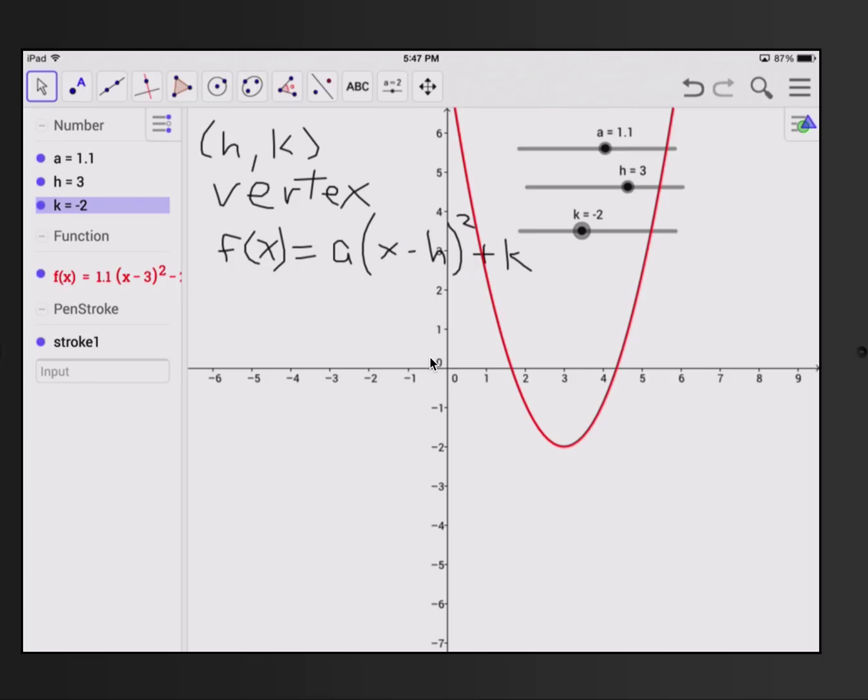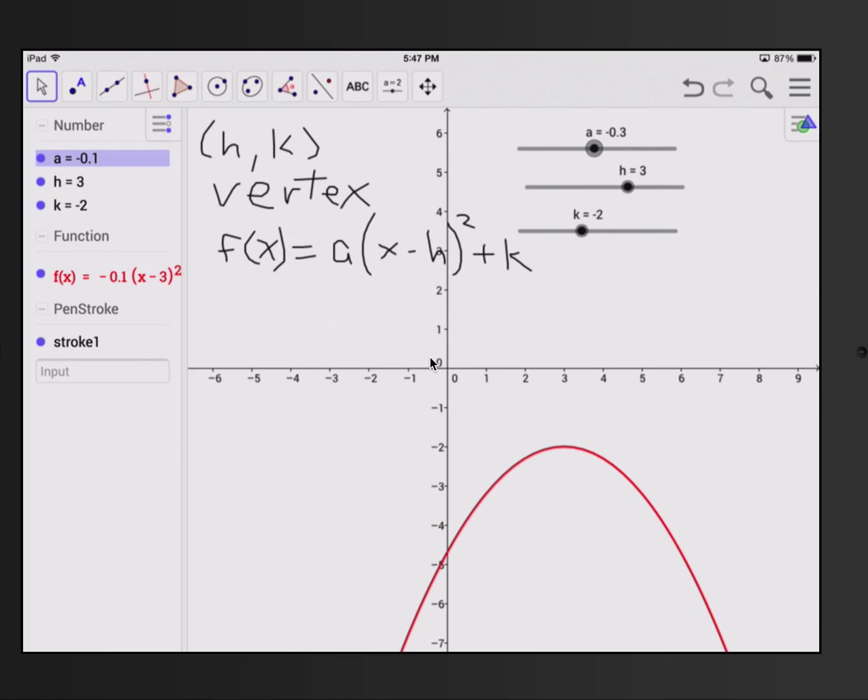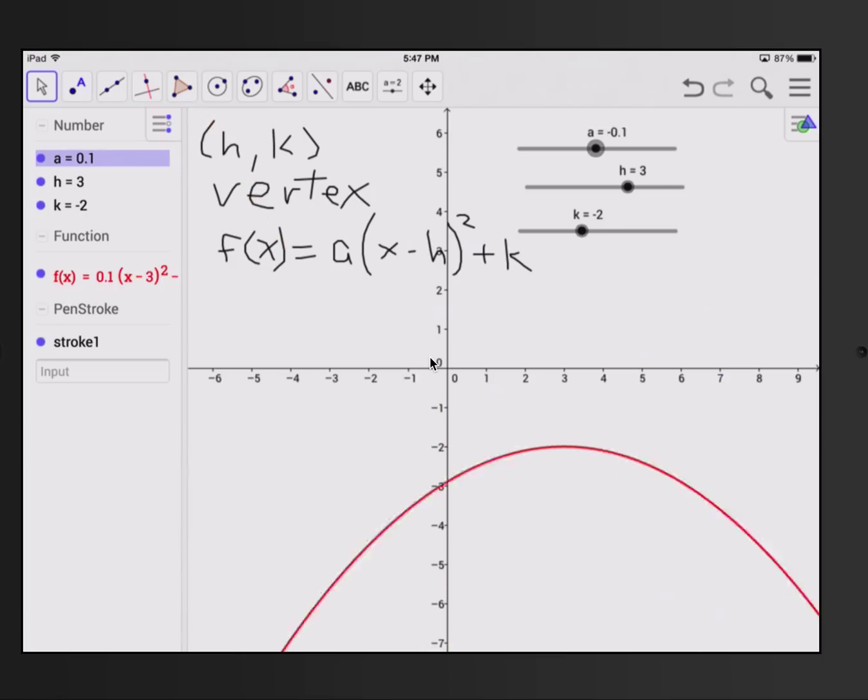If I want it to open down, I adjust the A position. Make sure you keep the A in front of the parentheses. Negative A's will have it open down. Values close to 1, make it wide. There you have it.